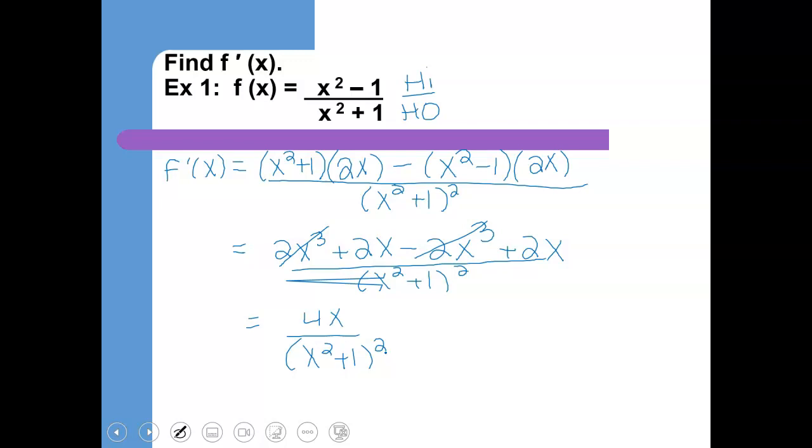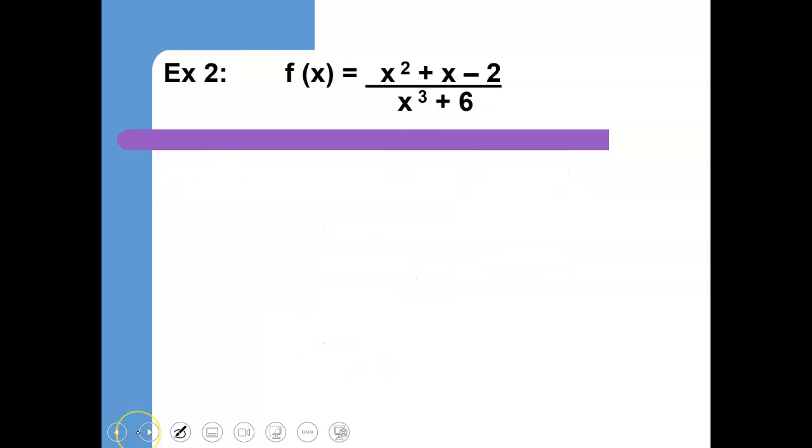Did it look worse than it was? I feel like the formula looks harder than the problems are. Next, you're done.